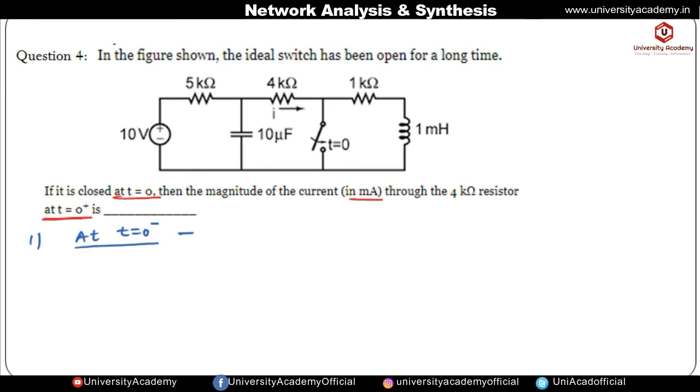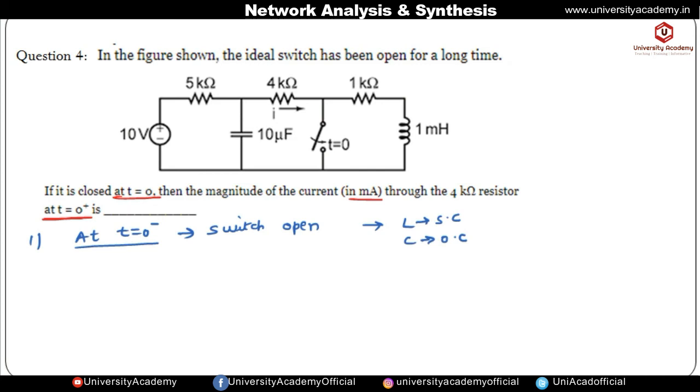Okay, so initially our switch was open. So the switch is open and the circuit is in the steady state. So when the circuit is in the steady state, then the inductor will be replaced by a short circuit and the capacitor will be replaced by an open circuit.